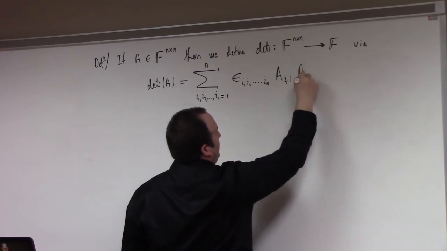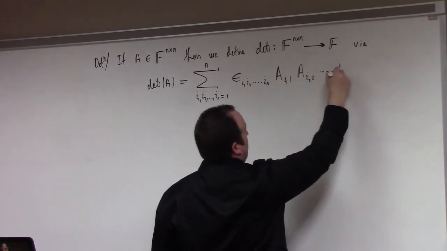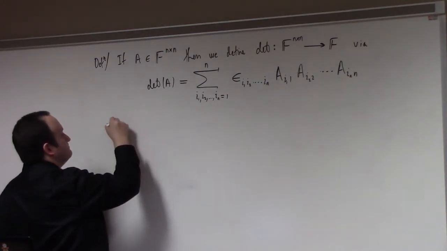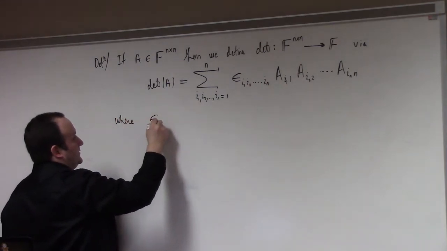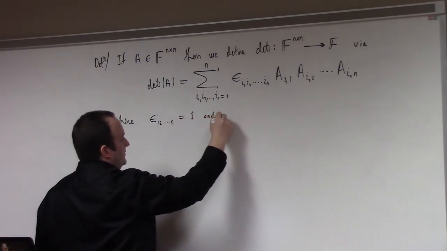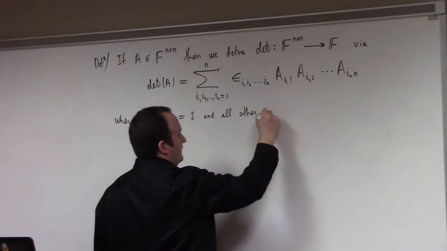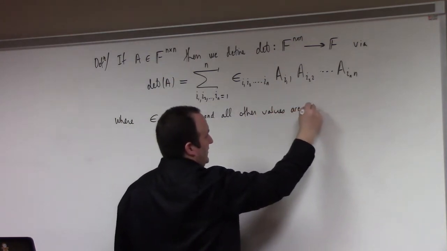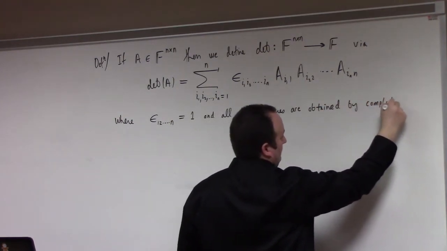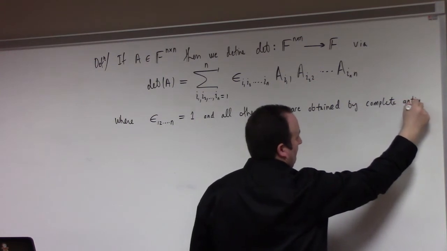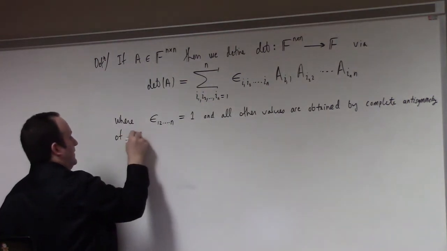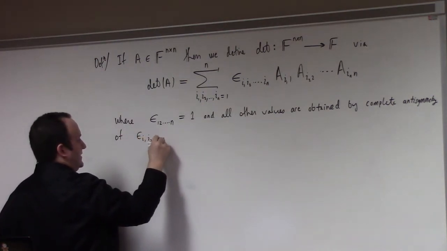A_{1 i_1}, A_{2 i_2}, ... A_{n i_n}, where epsilon_{1,2,...,n} is equal to 1, and all other values are obtained by complete antisymmetry of epsilon_{i_1, i_2, ..., i_n}.